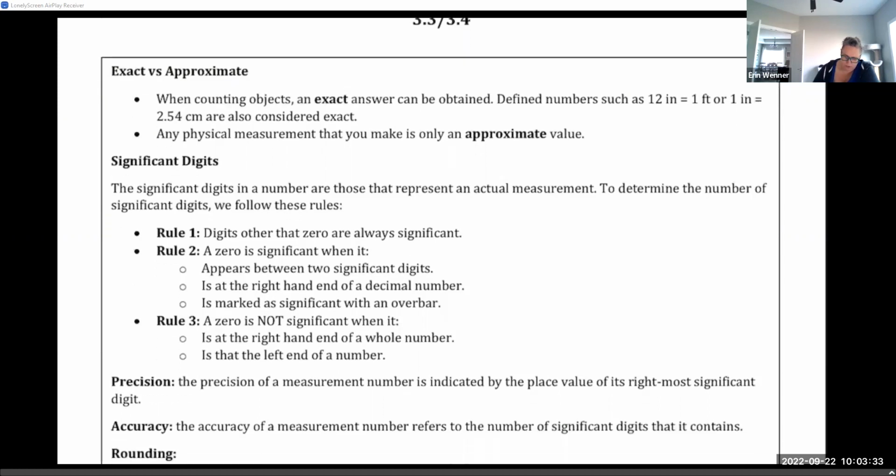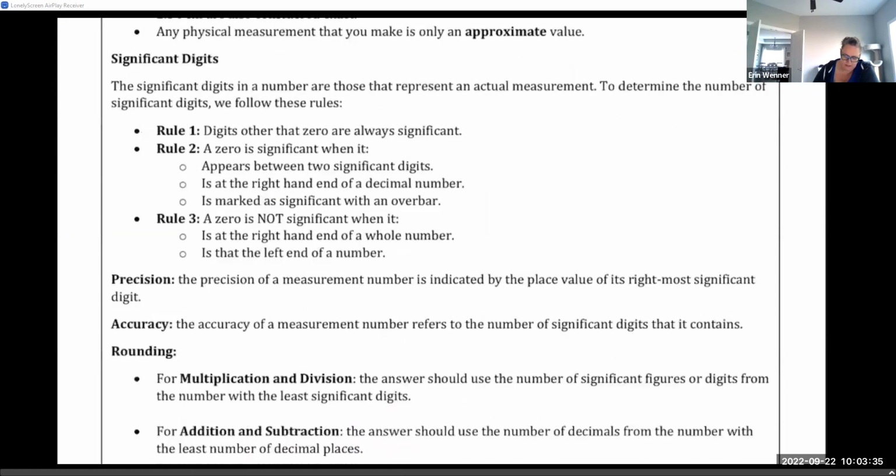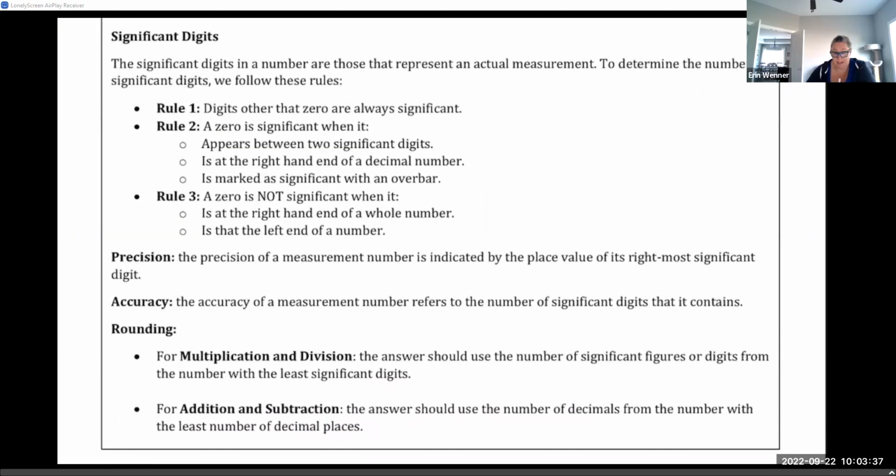Now, I will warn you, when you're doing this homework, I highly suggest having these rules sitting out, because it takes practice doing these in order to get down the process and know that you're rounding accurately based upon the rules. So you're going to have to look back at these rules a few times in order to get them.